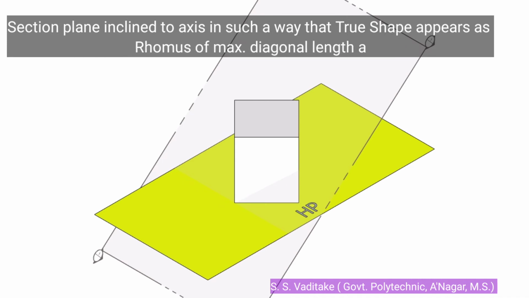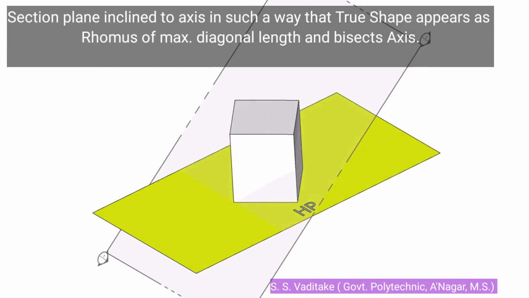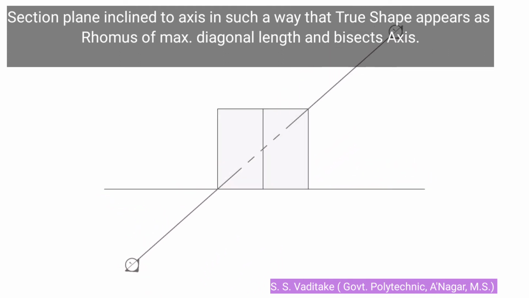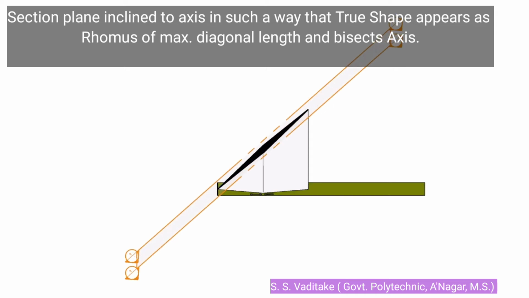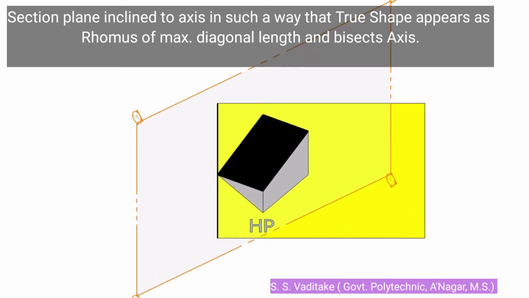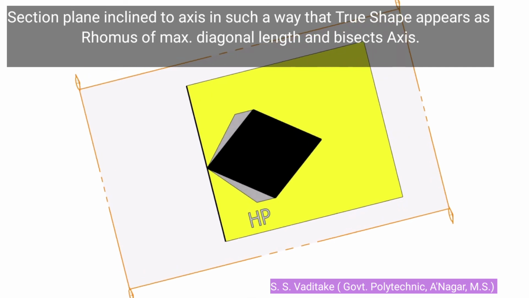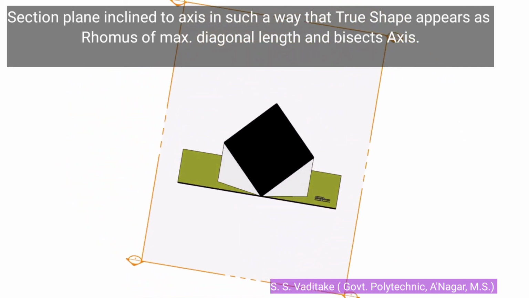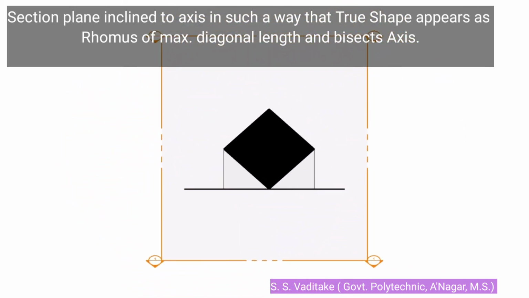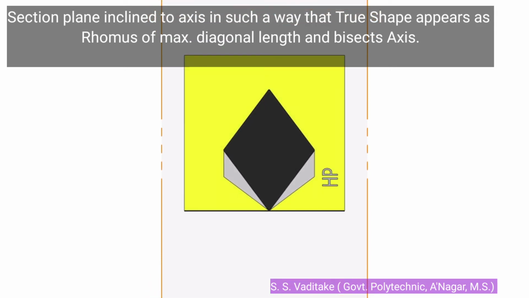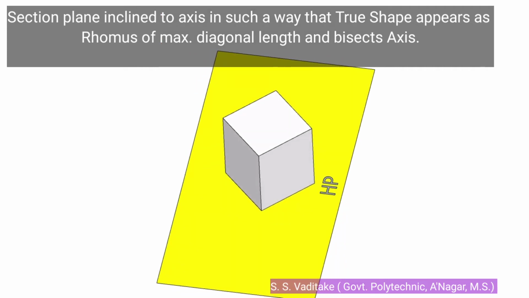Now here the data is given that the angle of the cutting plane, or section plane, is not given, but it indicates that when it cuts the given solid, its true shape will appear like this one. So for this condition, the true shape is a rhombus with the maximum major diagonal. Then we have to locate the cutting plane and then draw its top view and true shape.